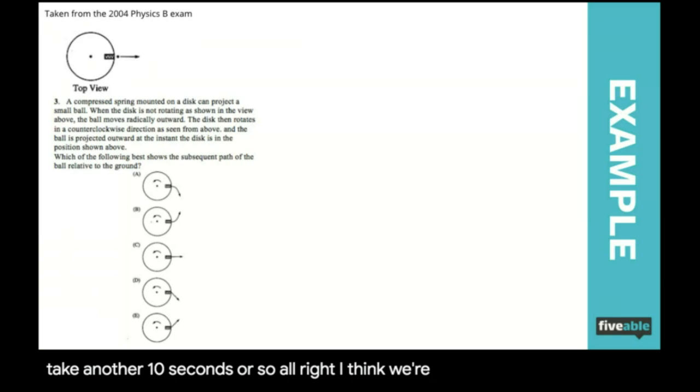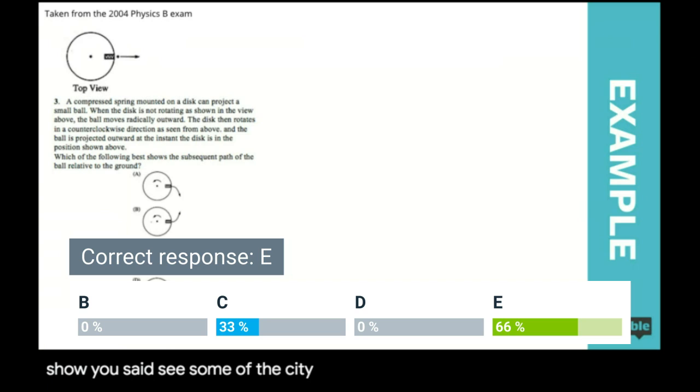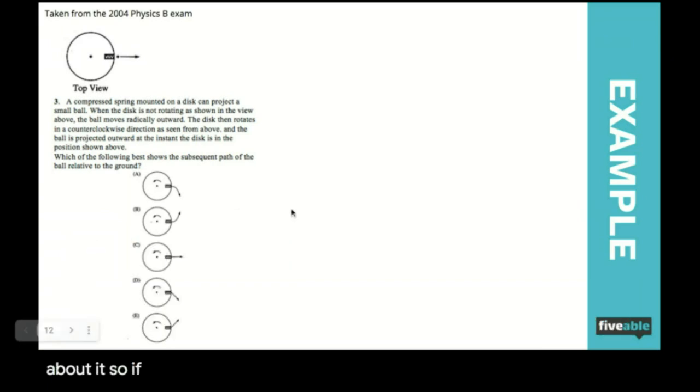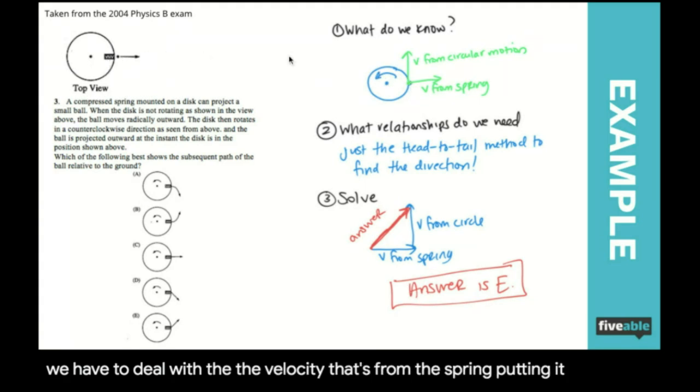All right, I think we're split on this one. So let me show you. Some of us said C, some of us said E. E is the correct answer, and let's talk about it. I drew some pictures for you. If we look at the disc, it's rotating counterclockwise, so it's rotating like this. And there are 2 velocity vectors that we have to deal with. The velocity from the spring, putting it directly outward.